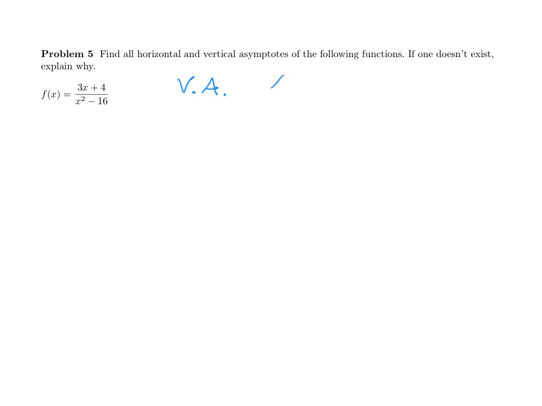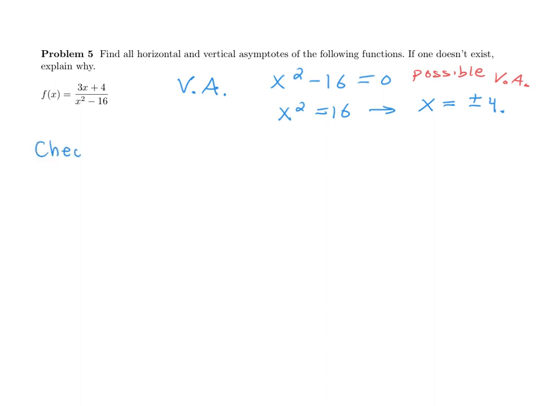Well, what I'll first do is say, when is x squared minus 16 equal to 0? And that's the denominator. Or simply, when is x squared equal 16? Well, that's when x is equal to plus or minus 4. If the numerator is not 0 at plus and minus 4, that means there are vertical asymptotes at these two x values. So we're going to check x equals plus and minus 4 in the numerator.